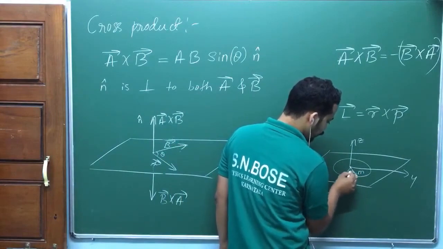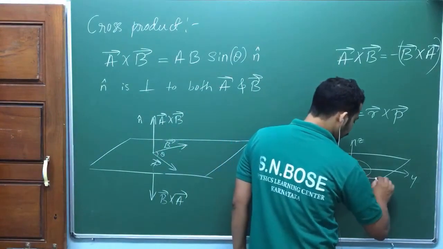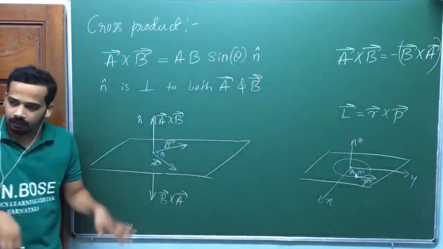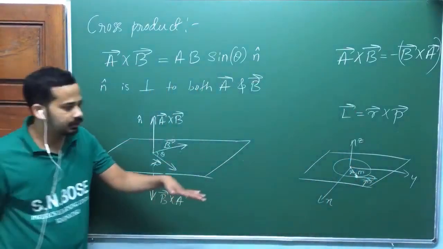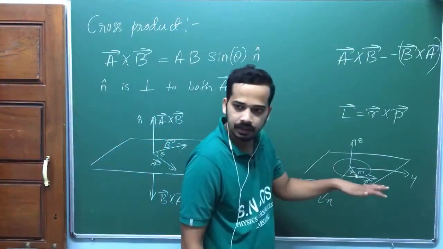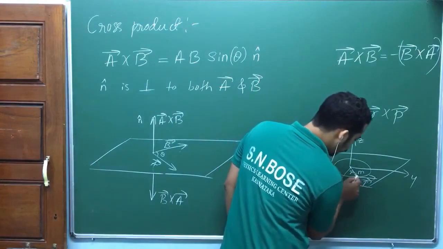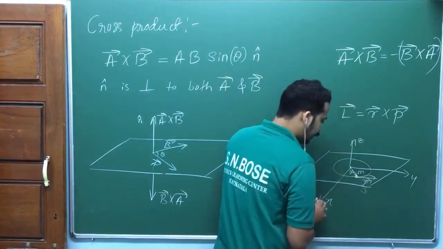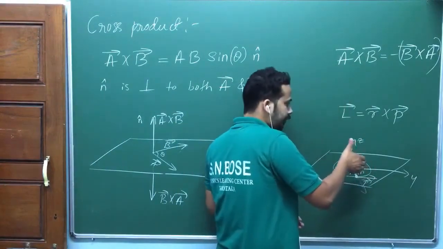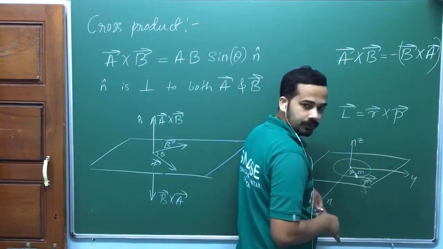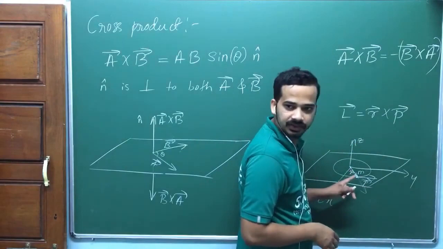Can you see this? This is the R vector. Usually this is the P vector. Both R and P are on the XY plane, since the particle is constrained to move on the XY plane. Then what is the direction of R cross P? This is the R vector direction, this is the P vector direction, and R cross P is perpendicular to them. R and P are perpendicular, you can see.